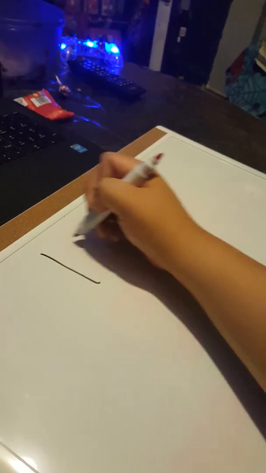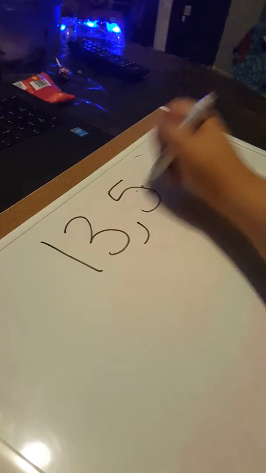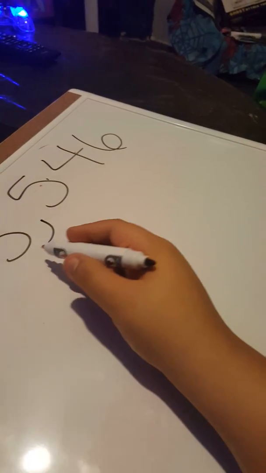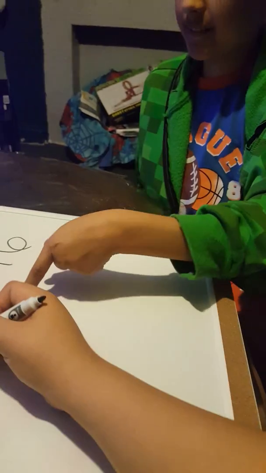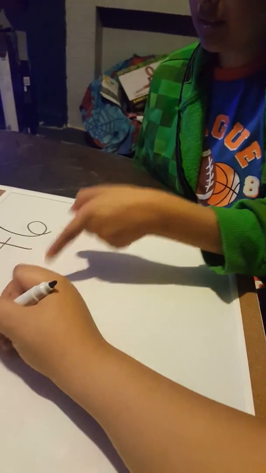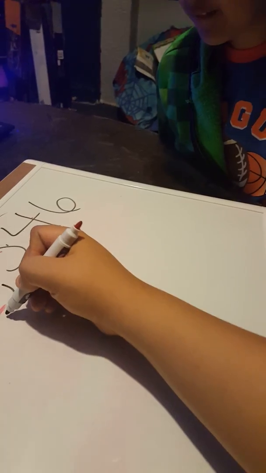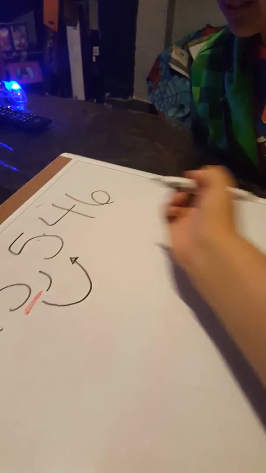Okay, so the number is going to be 13,546. Okay, so the number that I want you to round to is the thousands place. So what do we do with the number that we're rounding to? First we underline it. Okay, so don't forget it. We underline it, and then we draw an arrow where? To the 5, right? Why to the 5? Because that's the number we're using to round, right?